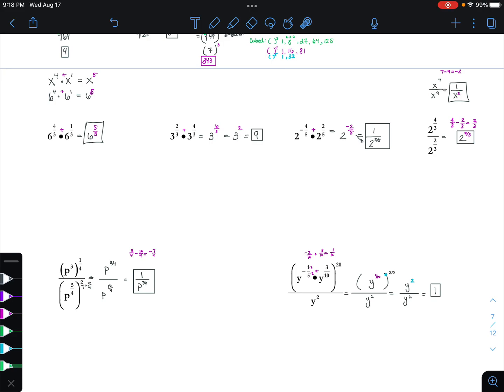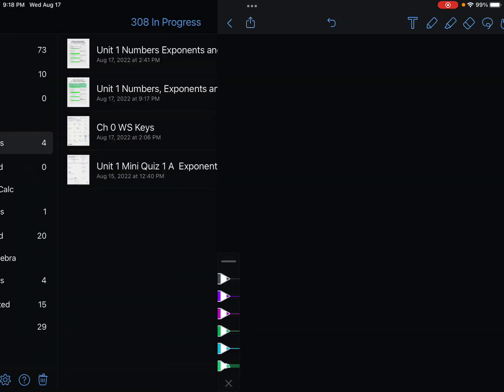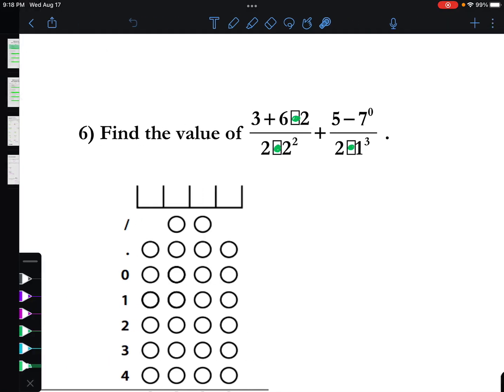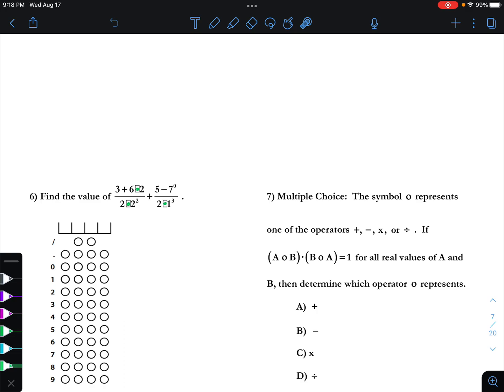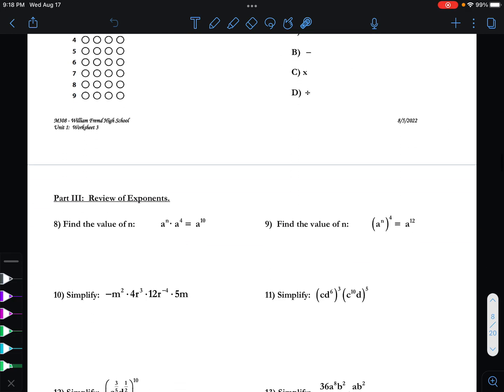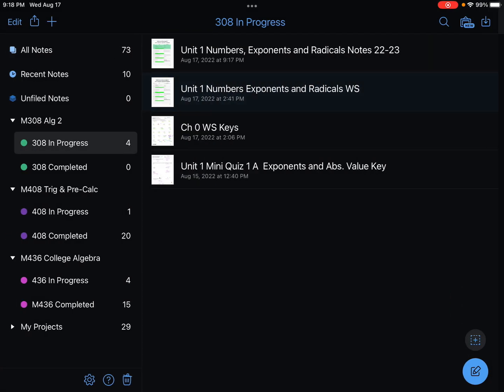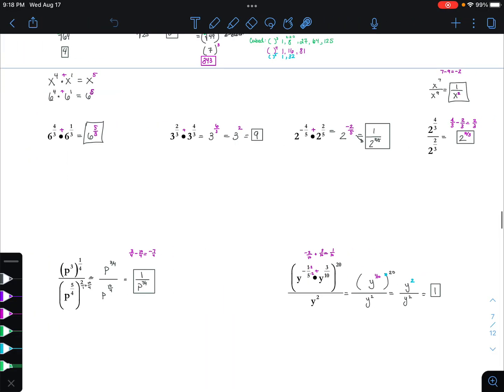But now you should go to your new worksheet. Where am I? Here we are. So we have worksheet, I'm sorry, not worksheet 1. You guys are doing, oh my gosh, I'm all mixed up here. You guys are doing Delta Math, that assignment number 1. So go ahead and jump on, and I'll see you tomorrow.